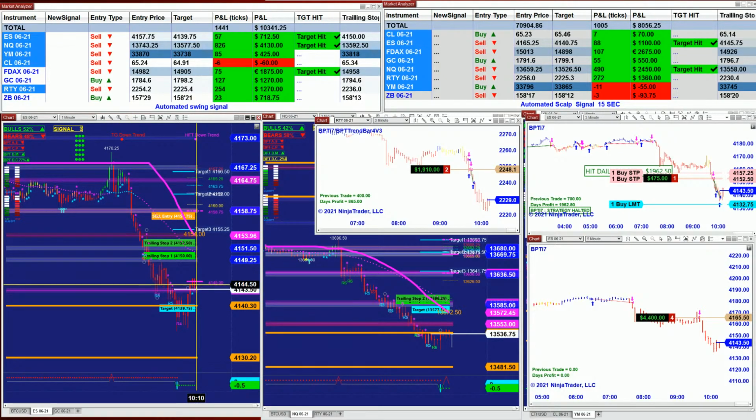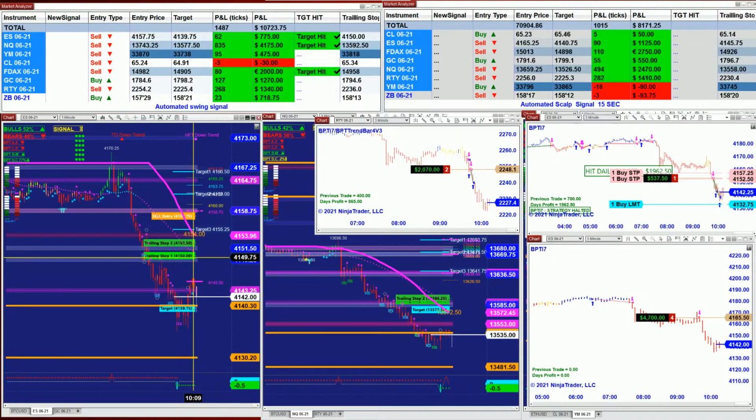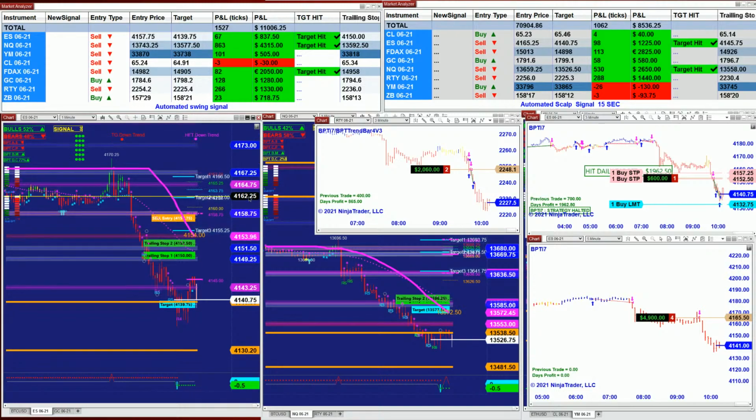Do not take any short in this area, guys. Wait till the market goes up to 4149.75. That's the first short, and the second one is 4153.75 on a SIM. But do not take that short trade in here.